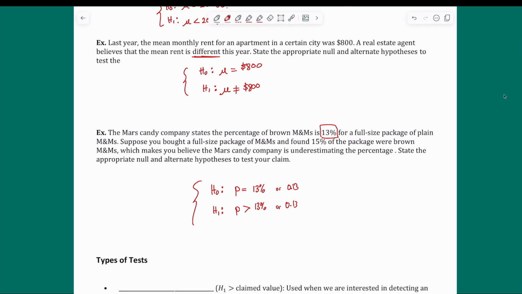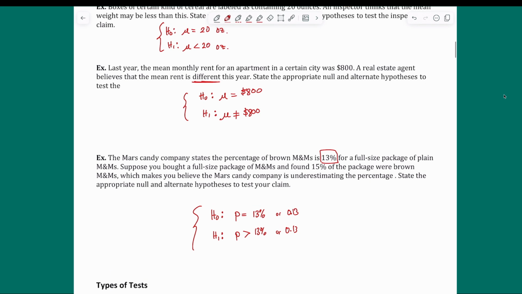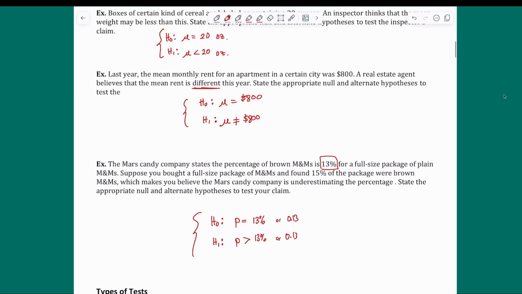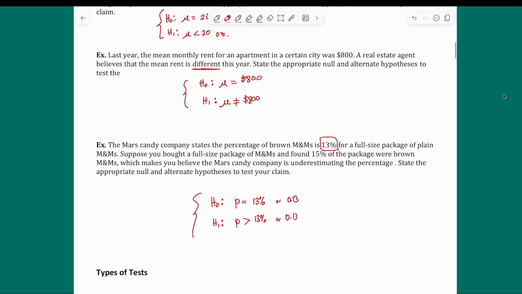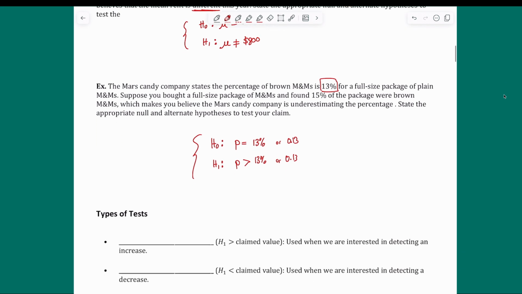There's some claim in the statement, or asking you to run some type of test, and you break up that claim into a null and alternate hypothesis. Okay, so if you notice in these 3 examples, each one had a different inequality symbol. We had a less than symbol, a not equal symbol, and a greater than symbol. Well, that's important when you conduct a test, because that's going to tell you what type of test to run.